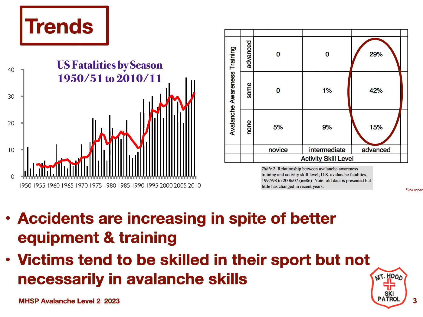This slide shows some of the trends in avalanche accidents. As you can see from the graph on the left, avalanche accidents have increased continuously over time. This is in spite of the improvements in AVI equipment, such as airbags, and increased levels of avalanche training by outdoor enthusiasts. Why is this? Is it simply due to increasing numbers of people recreating in the outdoors, or is there something more at work here? Also note, avalanche victims tend to be highly skilled in their sport and less so in avalanche skills.